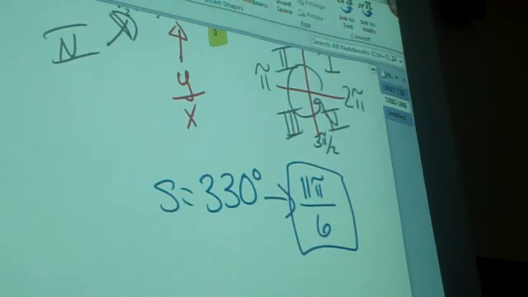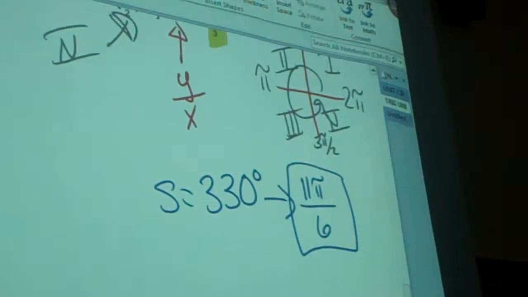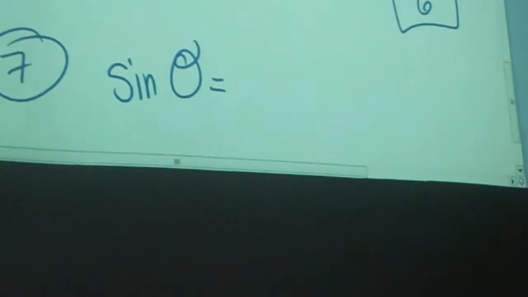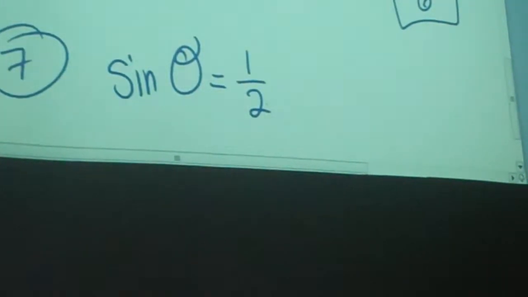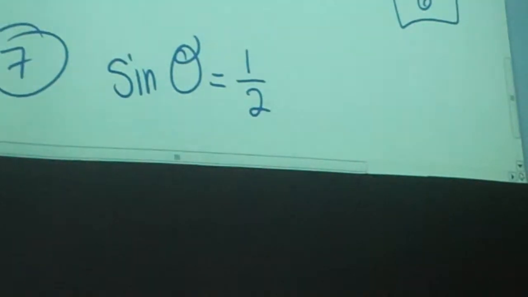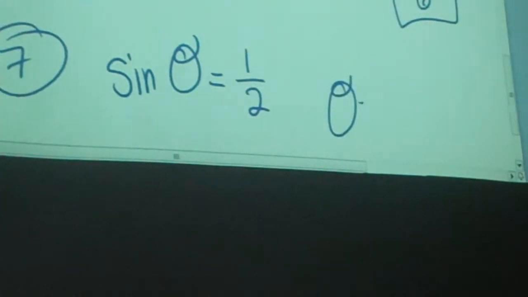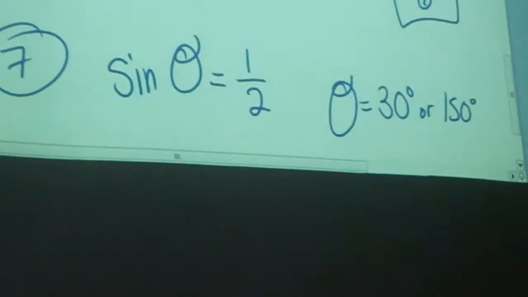There's one other thing I want to quickly talk about, and it's not on here. Let's talk about sine theta equals, let's just say, 1/2. Sine theta equals 1/2. What should it be? 30 degrees, or 150 degrees, right?